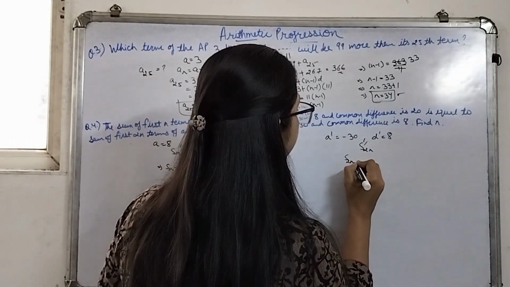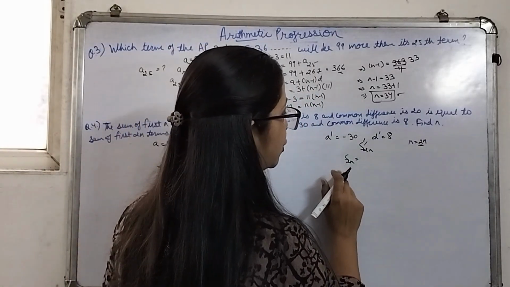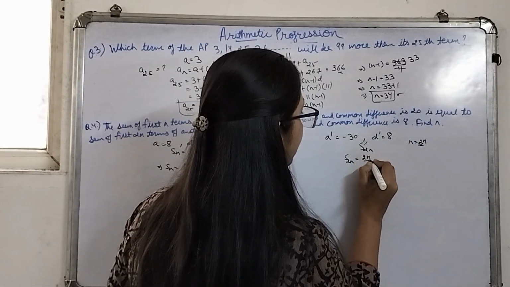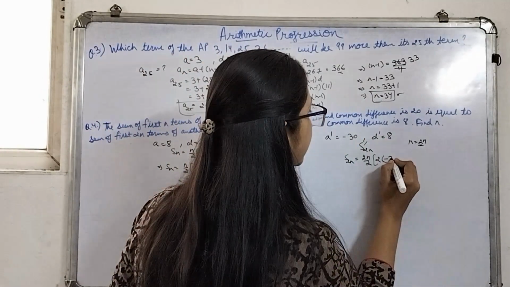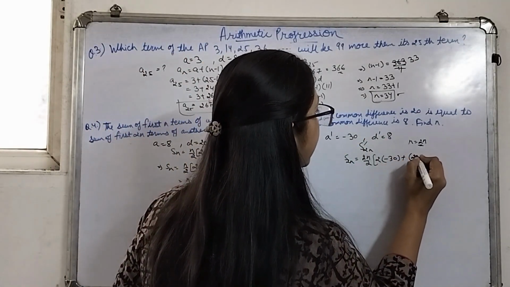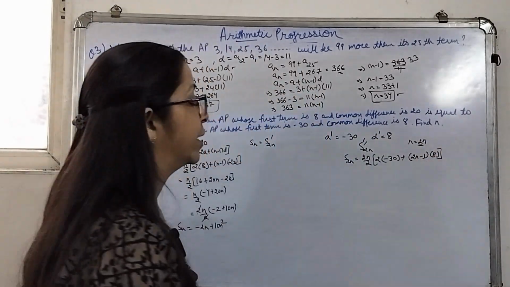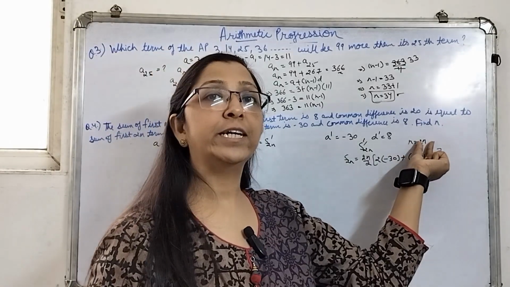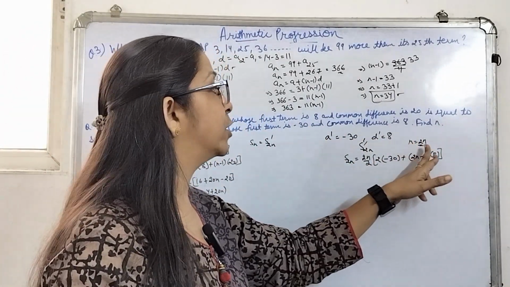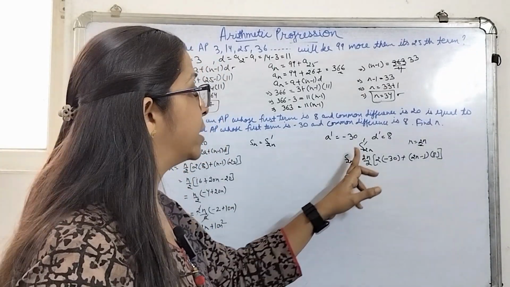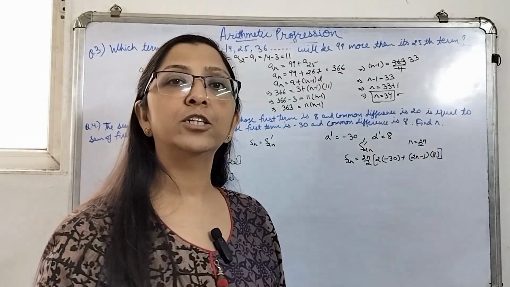So S2n will be n by 2, 2a, where a is minus 30 for this series, plus n minus 1 into d, where d is 8 for this series. Wheresoever n is coming, we have to take 2n because it is the sum of first 2n terms. So n is 2n over here. So Sn is n by 2, 2a plus n minus 1 into d. Wheresoever n was coming, we have taken 2n.